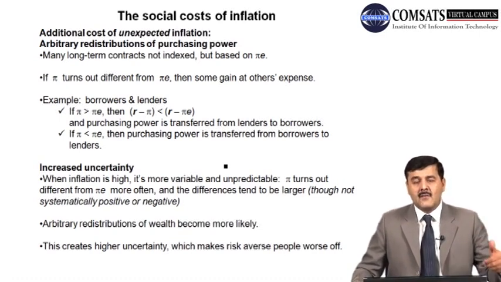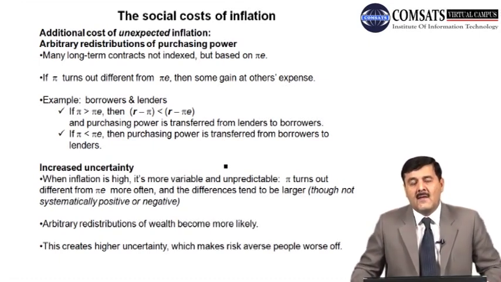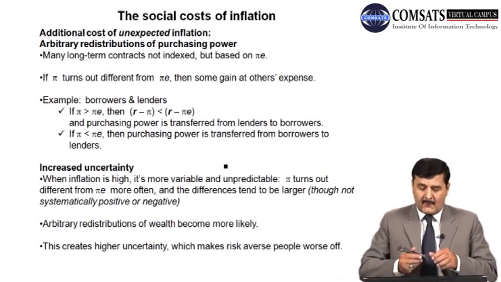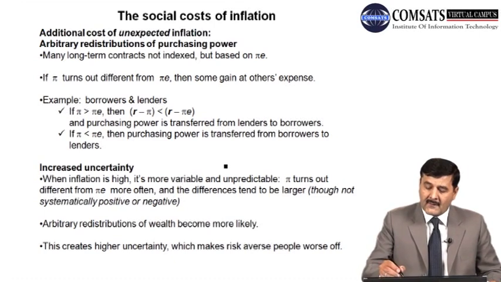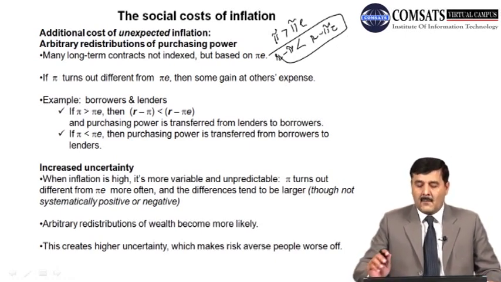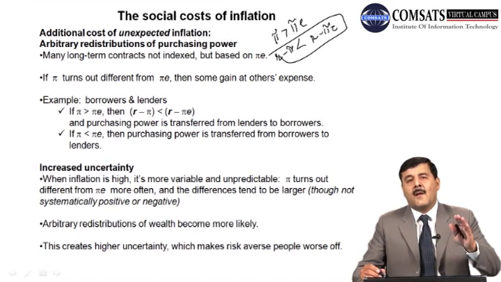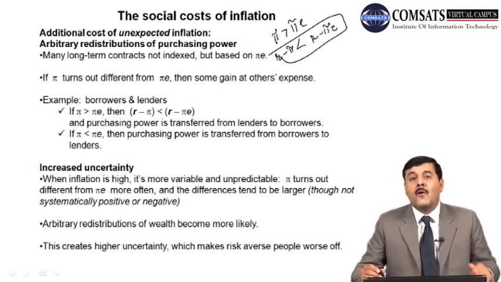Now if the actual inflation is greater than the expected inflation, what will happen? The difference between the real interest rate and actual inflation will be less than the real interest rate minus expected inflation. I can explain by writing. Suppose actual inflation is greater than expected inflation, so what is going to happen? The real interest rate minus actual inflation will be less than the real interest rate minus expected inflation. When this happens, purchasing power is transferred from lenders to borrowers. So in this case, when actual inflation is greater than expected inflation, purchasing power is transferred from lenders to borrowers, and borrowers benefit.